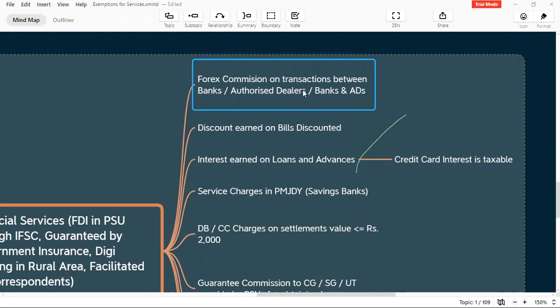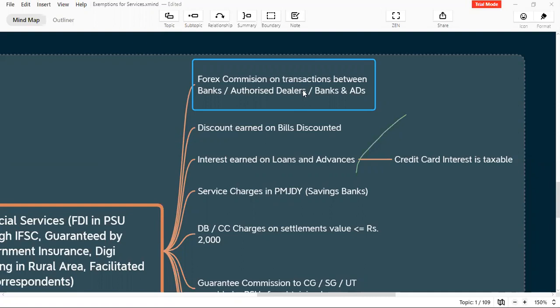So when they transfer the foreign currency, they will charge some commission. Who will charge? HDFC will charge from Standard Chartered Bank. So it's basically a transaction happening between two banks, forex commission. So that is exempt. Or between, let's say, Western Union money transfer versus HDFC Bank, that is also exempt.